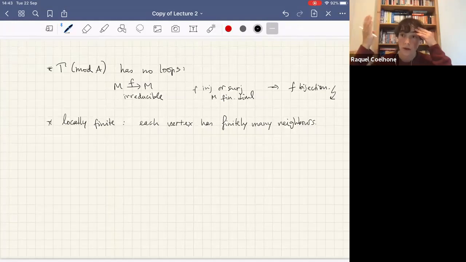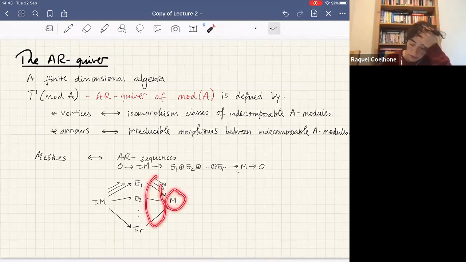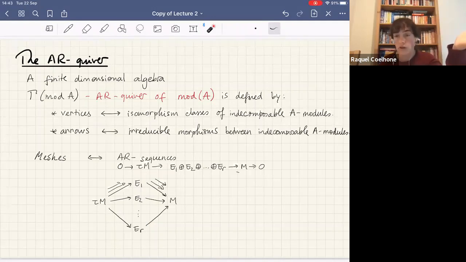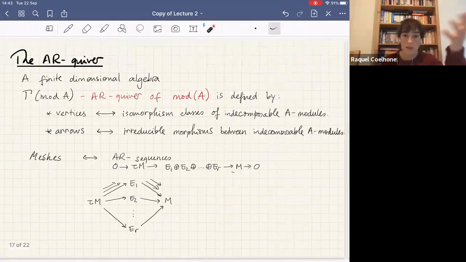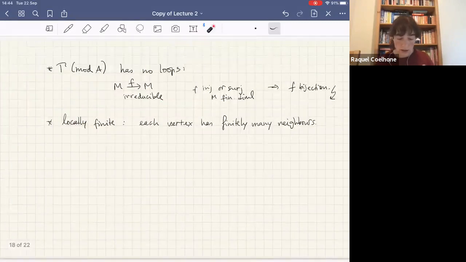What if the vertex is not projective? Well, if it's not projective, then there is also an almost split sequence ending at it, and it is a fact that all the arrows ending at M in the Auslander-Reiten quiver are the arrows starting at the summands of the middle term of the almost split sequence. So it's also finitely many of those. And the same argument goes for injectives. So it's locally finite and it has no loops, these two nice properties.